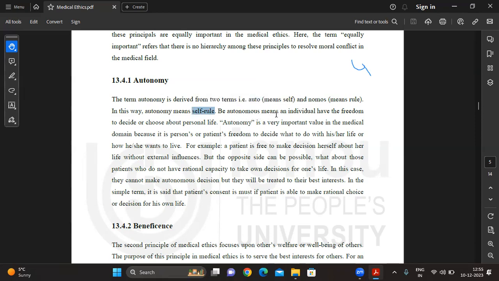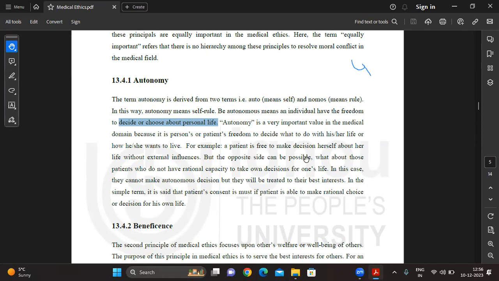To be autonomous means an individual has the freedom to decide or choose about one's personal life. So, for example, all of us are autonomous. We have some bit of autonomy, that we do have freedom to choose and decide about our personal life, right? Autonomy is a very important value in medical domain because it is a person or patient's freedom to decide what to do with their life or how he or she wants to live. For example, a patient is free to make decision about her life without external influences.